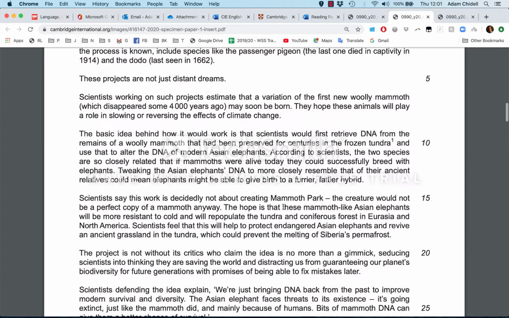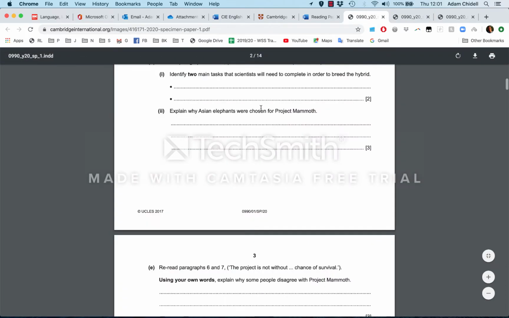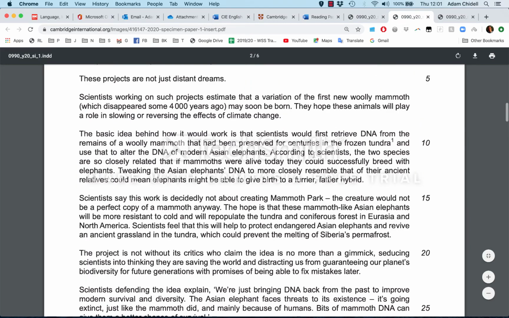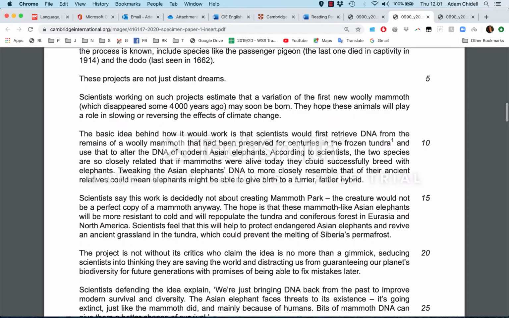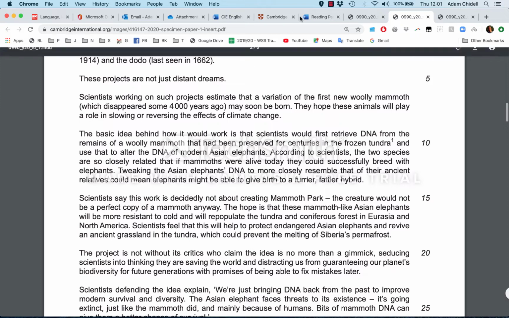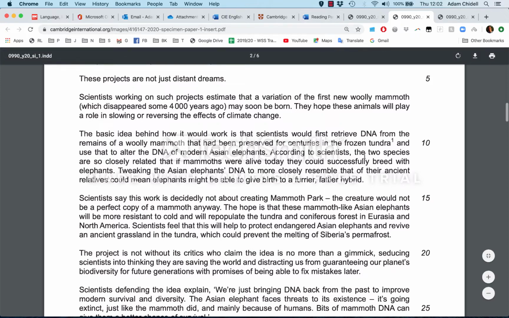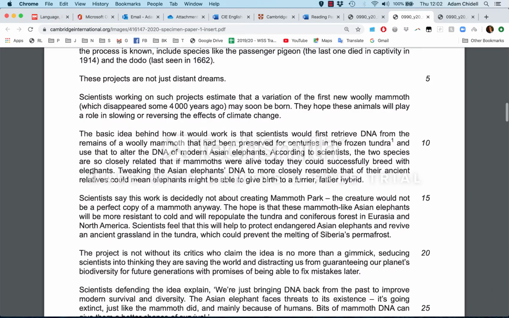The first reason Asian elephants were chosen is that they are closely related to mammoths. So we can see that here: the 2 species are so closely related. So that's the first reason. The second reason, and it's linked to that one, but it is on the mark scheme as a separate reason, is that they could successfully breed with one another. Because remember the question is asking why Asian elephants were chosen for Project Mammoth, we would need to slightly reword it. We can't say they could successfully breed with elephants because it's the elephants we're talking about. So we would say they could successfully breed with mammoths, and that would be our second possible reason as to why Asian elephants were chosen.